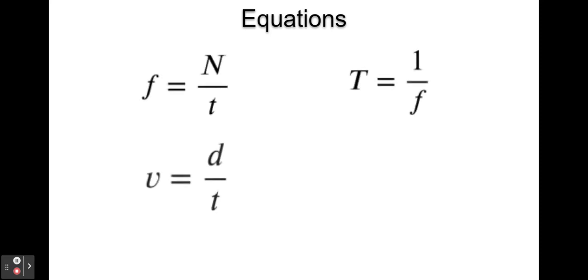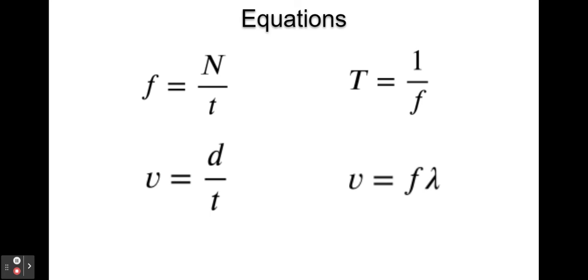Now, the electromagnetic spectrum, as we said, are all transverse waves, so problems can be solved about the electromagnetic spectrum using the same formulas that we talked about in the first key area. f equals n over t, frequency equals number of waves divided by time. Period equals 1 divided by frequency. Speed equals distance divided by time. And speed equals frequency times wavelength.